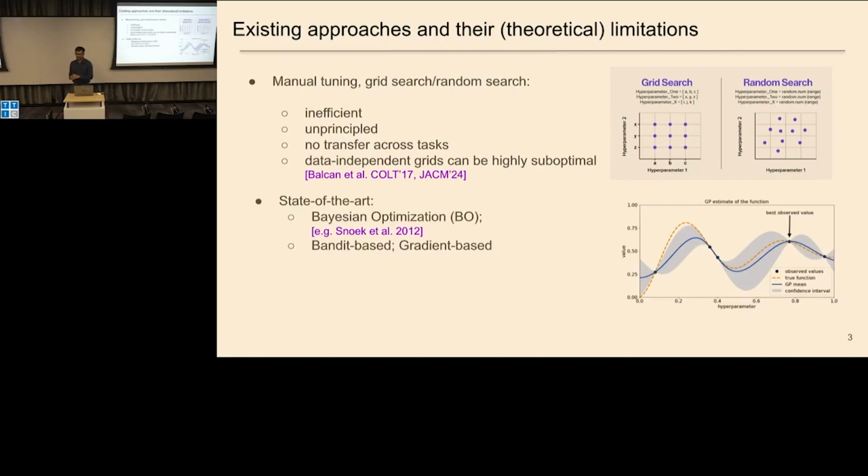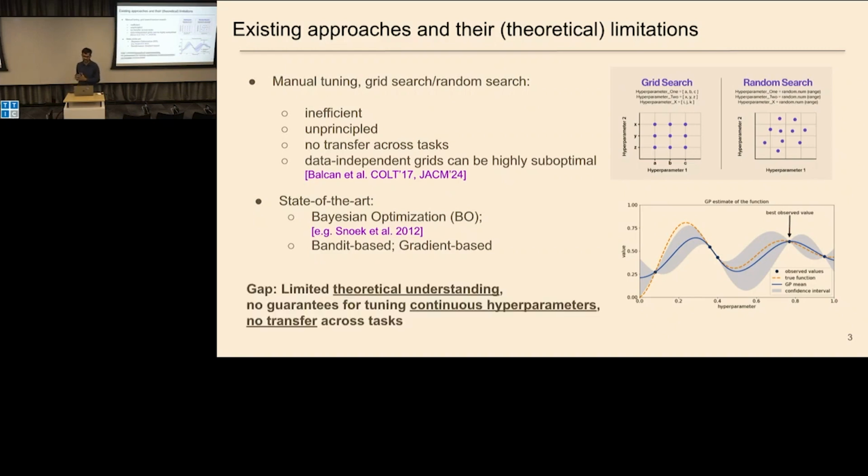The state of the art, there are more recent fancy techniques which people actually use in practice today. They include Bayesian optimization, where essentially you still don't know the structure of the performance as a function of the hyperparameter, but you model it as a noisy evaluation of some function. I'll talk about this in a little bit, but there are also other approaches, bandit-based approaches and gradient-based approaches, which are also somewhat heuristic. Again, they don't give any satisfactory theoretical guarantees, they usually don't address the continuous space of hyperparameters, and lack this aspect of transfer across tasks.